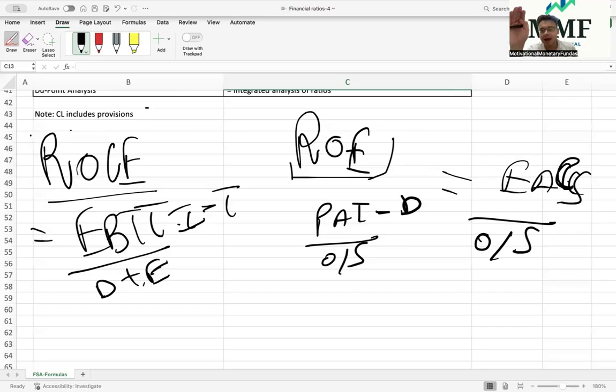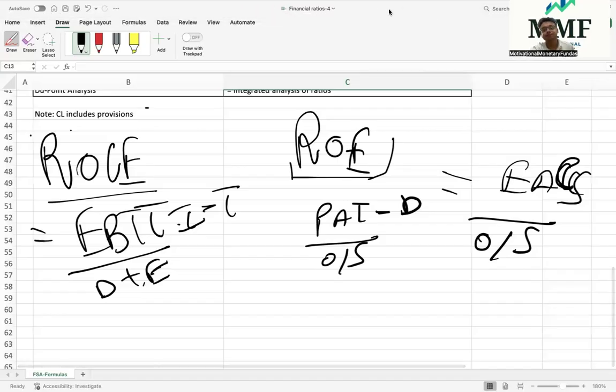So many people tend to use PAT and EACS interchangeably, because there is not much difference between the two. PAT is much simpler to write and simpler to remember. But technically, since you are a student of finance, you should know these technical terms. So if dividend has been paid, it is EACS, earnings available to common shareholders. And then the formula for ROE becomes EACS divided by outstanding shares, right? Now, one thing here you need to understand as a financial analyst.